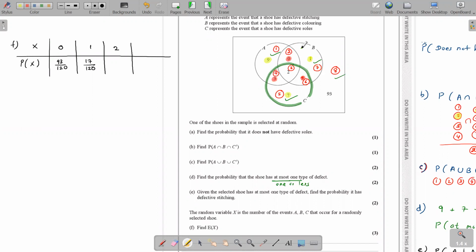So how many are there? Count 5, 6, 7, 8, right? 8 and 0. So 8 out of 120. Do you understand? I add the values in these 3 regions.